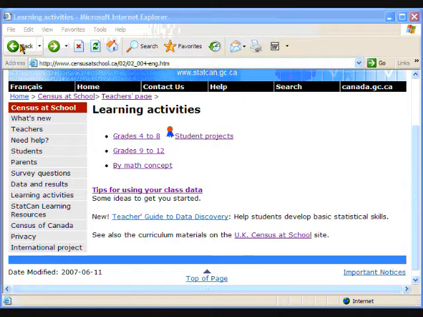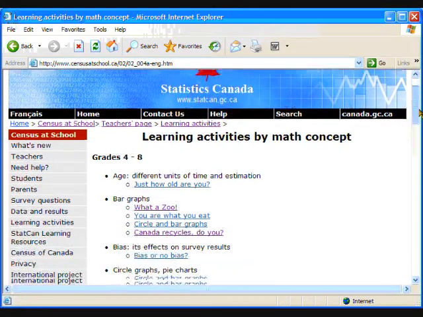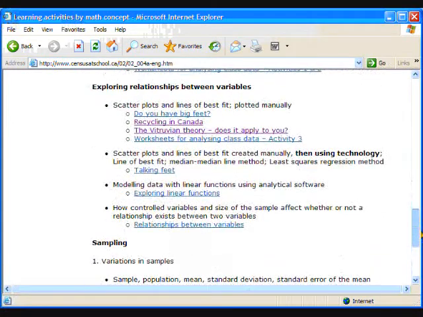If we go back to the main Learning Activities page, you will see that you have the option to view the lessons sorted by math concept at both the elementary and secondary level, which can make it easier to find activities for the concepts you wish to cover in your unit.